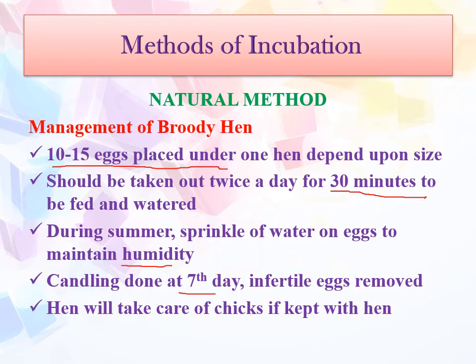So what is candling? We have already done it. Candling is the process in which the eggs are put above a light source so that you can clearly see the internal development of the chick or the internal parts. It is called candling, and it is done on the 7th day, and whenever the egg has no internal development on the 7th day, it is infertile and it is removed.